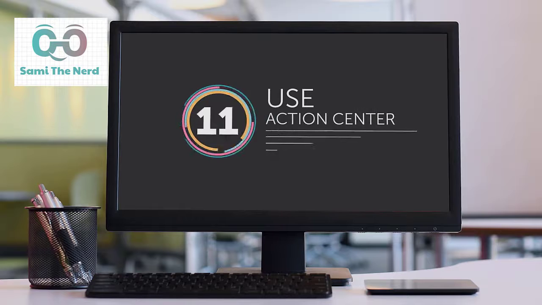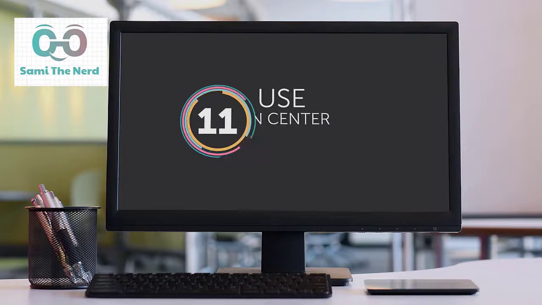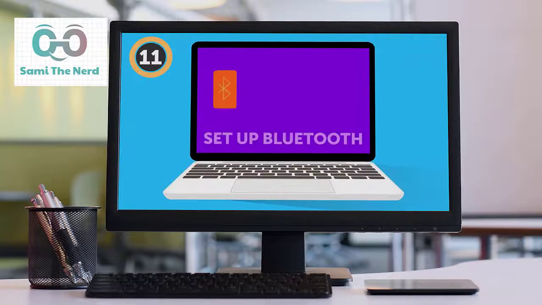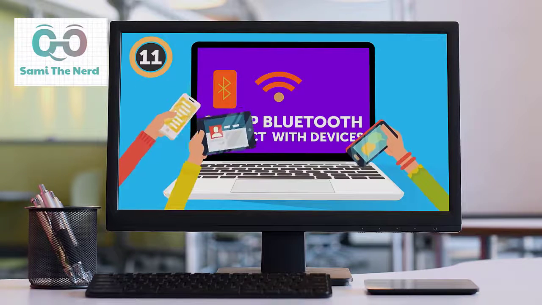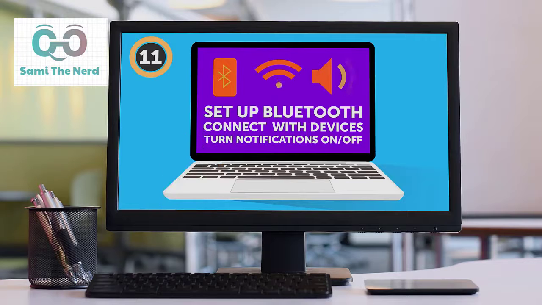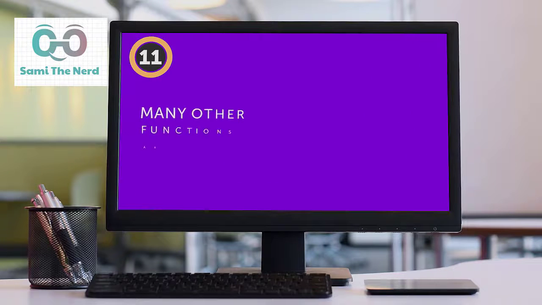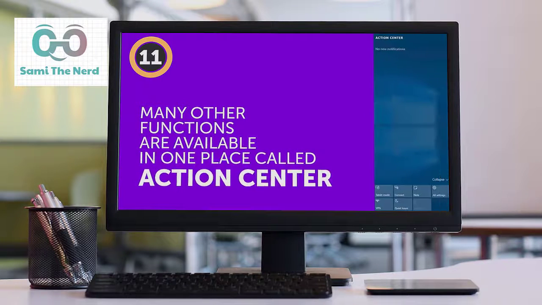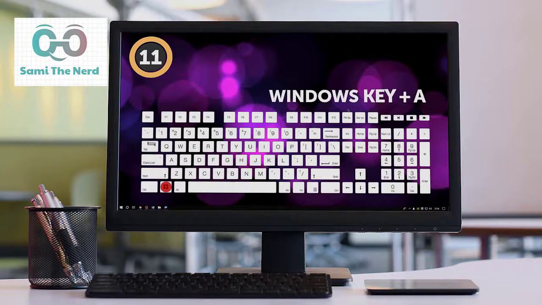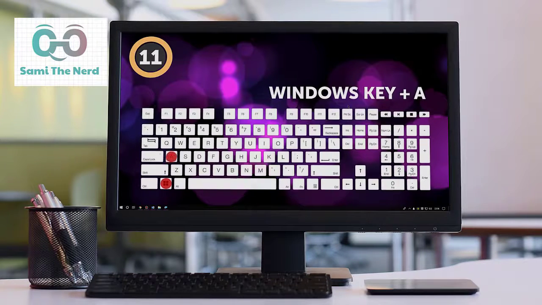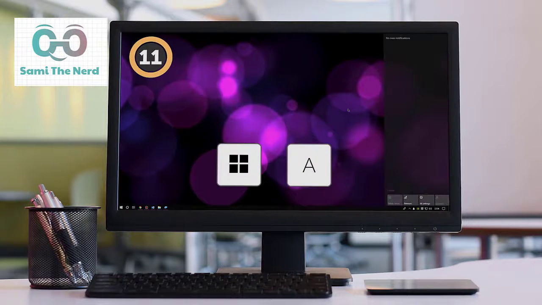Number 11. Use Action Center. Set up Bluetooth, connect with devices in your network, use your PC as a Wi-Fi hotspot, turn notifications on and off. Those and many other functions in newer versions of Windows are available in one place called Action Center. To open it, simultaneously press the Windows key plus A. For Mac users, your Notification Center is always a click away in the top right-hand corner.